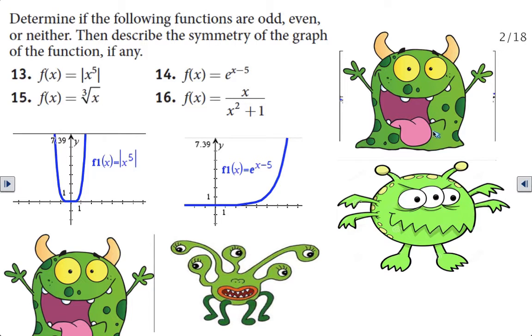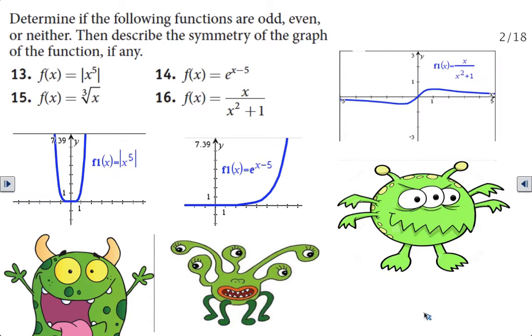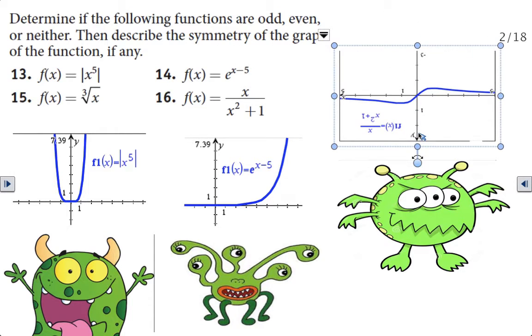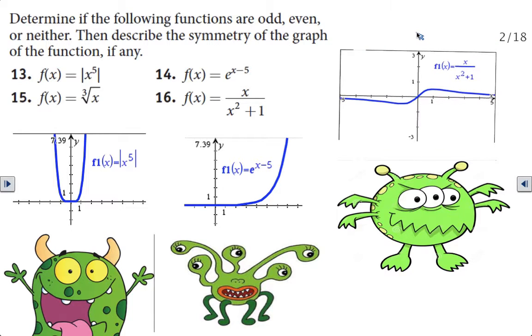The third root of x I think is right here. Let me see if I'm right. Nope, that one's the fraction. So 16 is right here. And this one is an odd function because if you stick a pin right there, in fact I'll show you by rotating it, if I turn the graph upside down, it's the exact same picture.